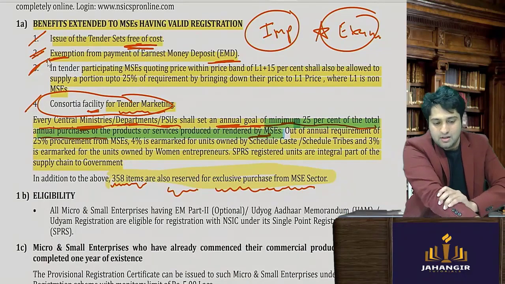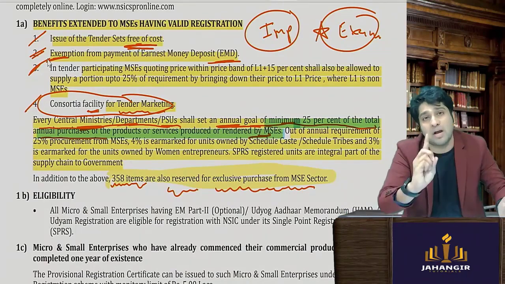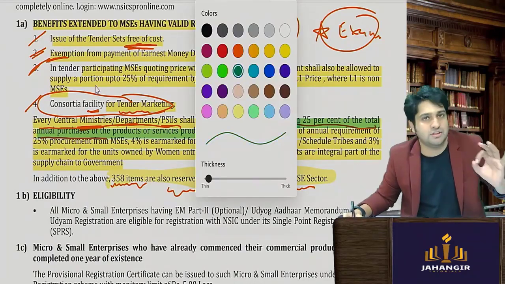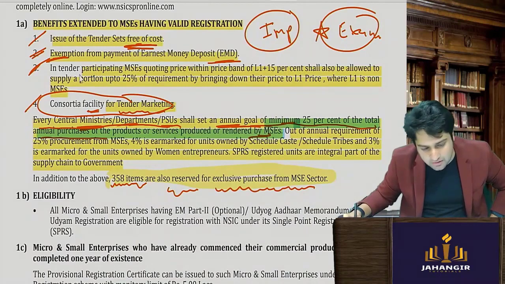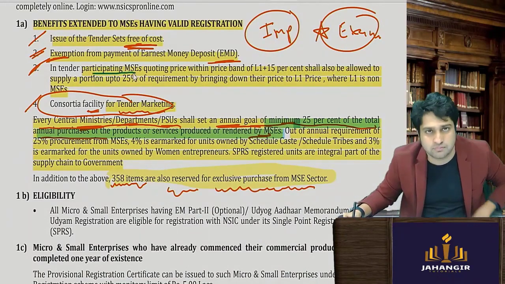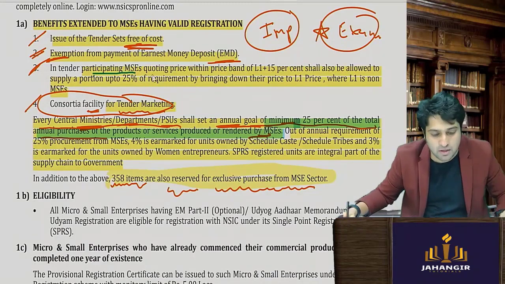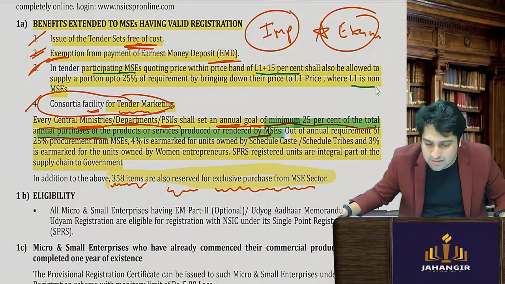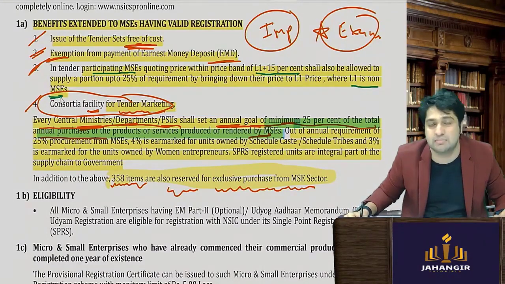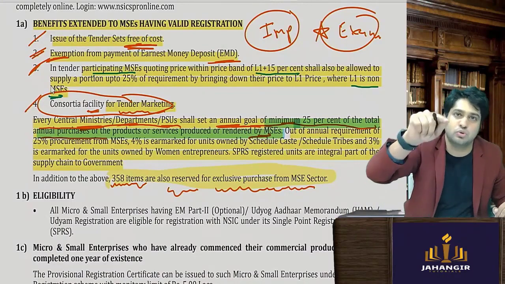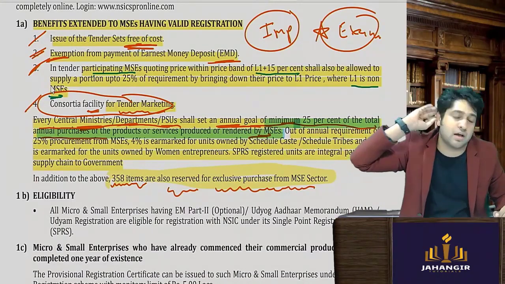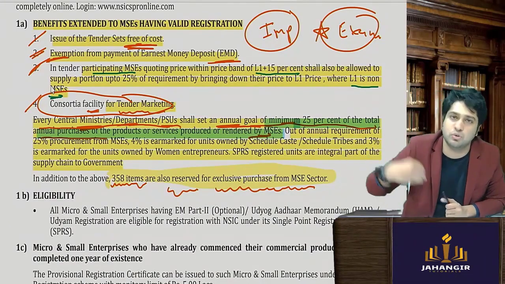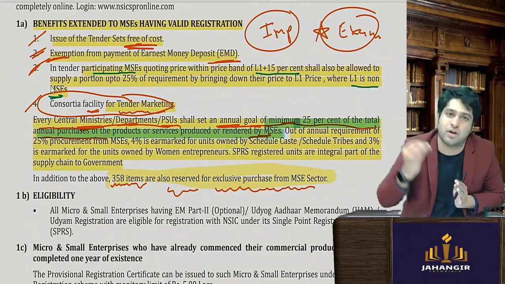I'm not going into detail, but this third point, let me explain. If you understand it in one go, it's well and good, otherwise we can learn it. So pay attention. In a tender, the participating MSME is quoting a price of L1 plus 15%. L1 is a non-MSME. So suppose you are an MSME, there is a non-MSME, he is quoting 100, saying he will do the work for 100, he is ready to sell for 100.